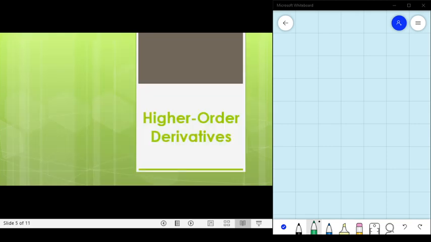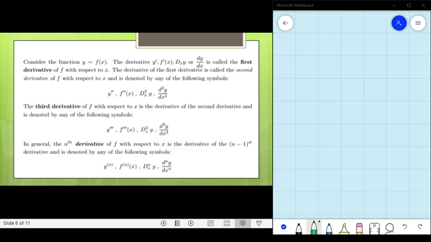Okay, let us start first discussing higher order derivatives. Consider the function y equals f of x. The derivative y prime, f prime of x, the derivative of y with respect to x, or dy over dx, is called the first derivative of f with respect to x.